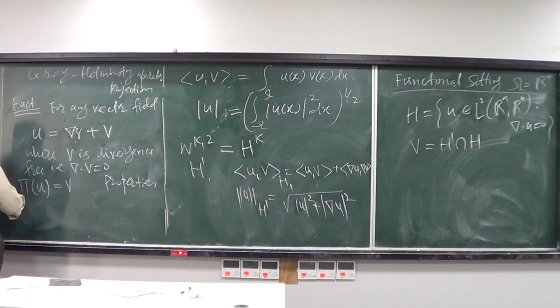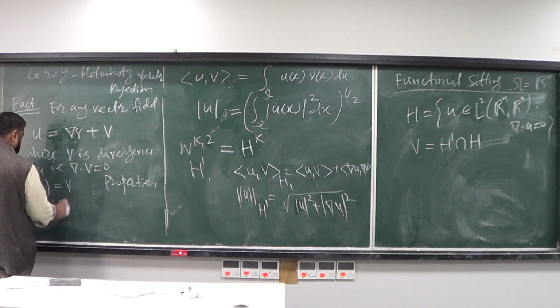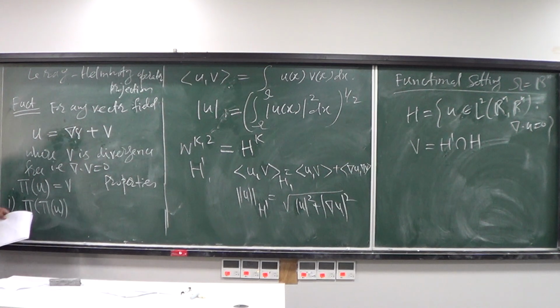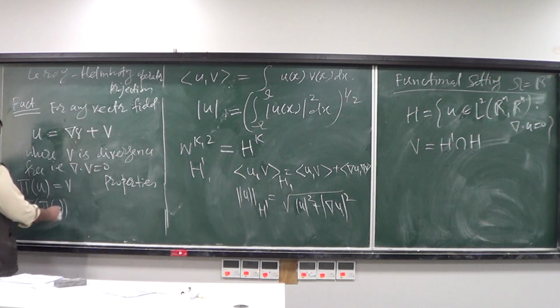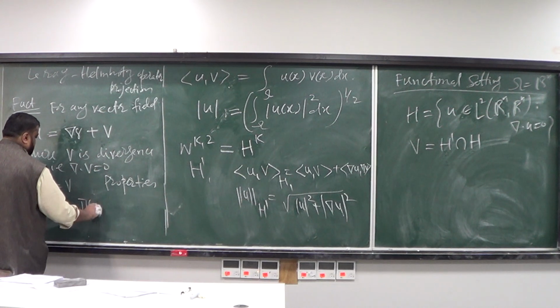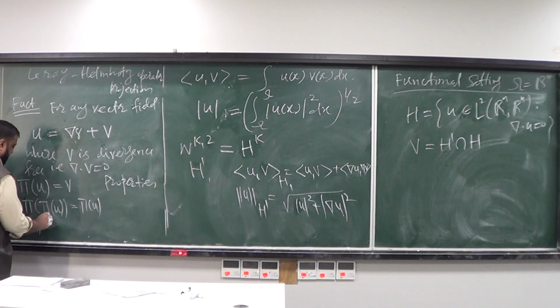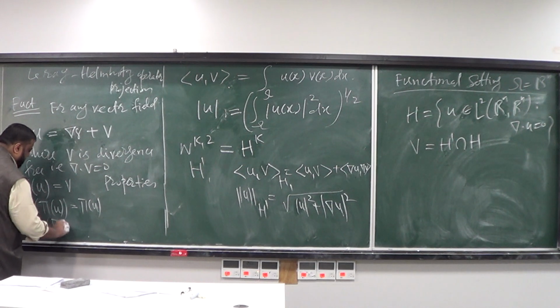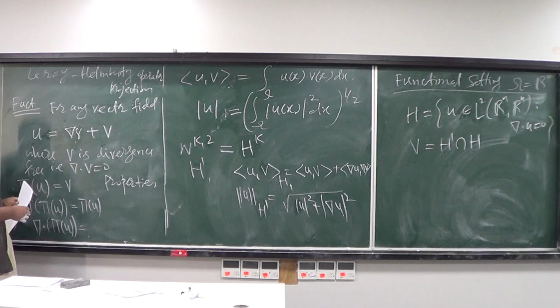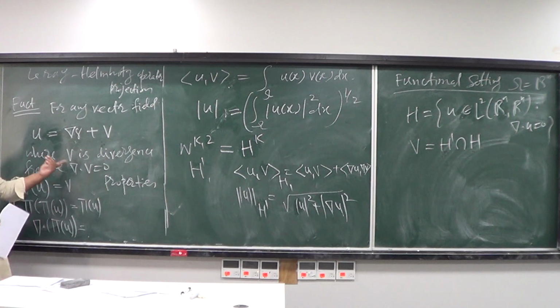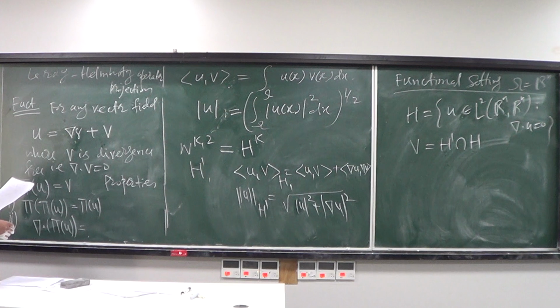Okay, so the first property is that this projection is indeed a projection. In other words, if you operate pi onto pi U, you're going to return pi of U. And the second thing is that the divergence of pi of U is 0. Why? Because pi of U is V and the divergence of V is 0 for sure, which is something trivial.